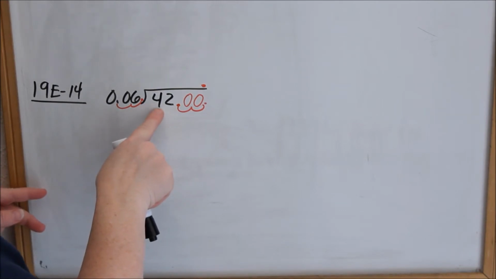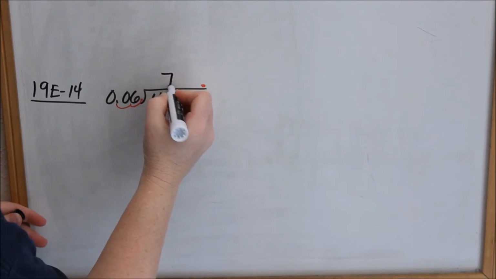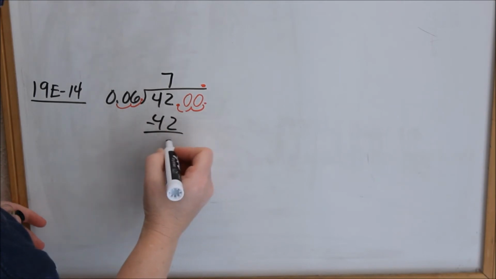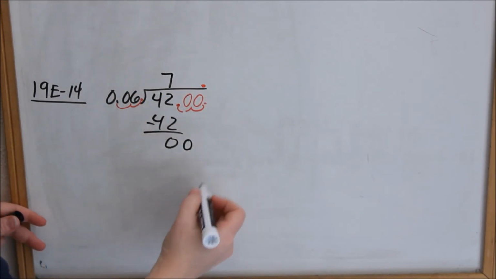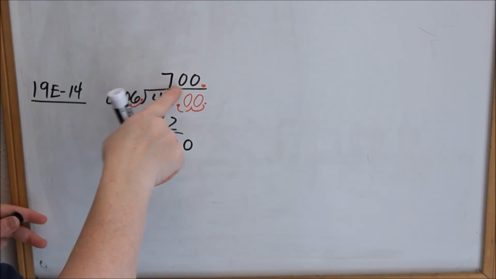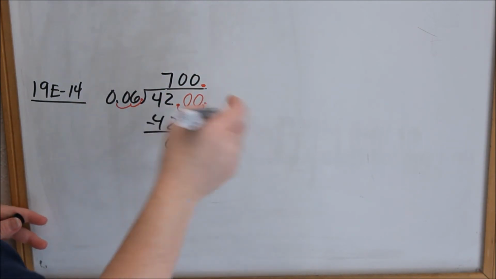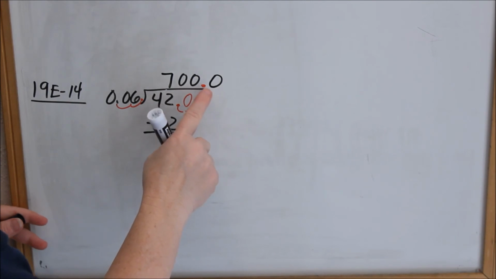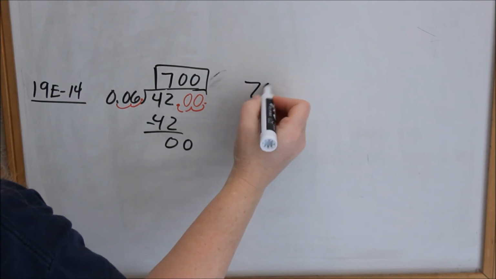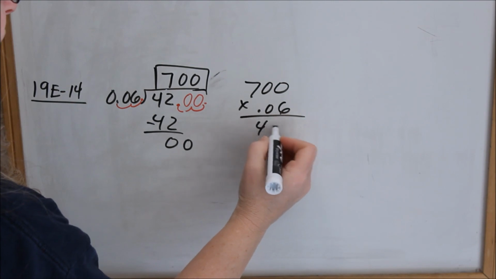6 into, can't do 6 into 4, so 6 into 42. 6 goes into 42, make sure you put your 7 over that 2 since it's 42. 7 times 6, 42. Subtract, bring down zeros. 6 goes into 0, 0 times, then you have another 0 here. You need to make sure you have your 0 placeholders all the way until you get to the decimal. So essentially our answer is 700, or you could say 700.0, but 700.0 is the same thing as 700. And if you did a quick check, 700 times 0.06, if you did that in your calculator, you would get 42.